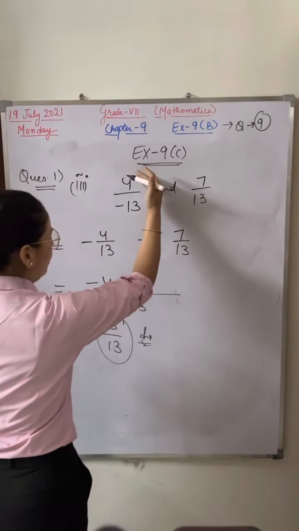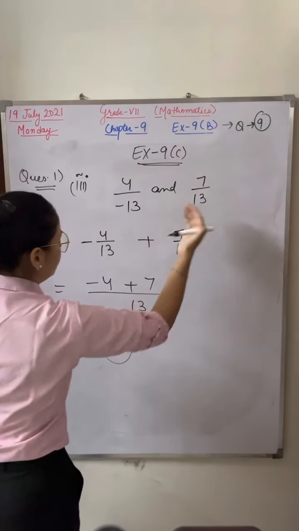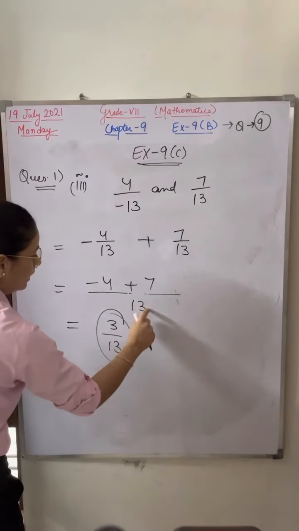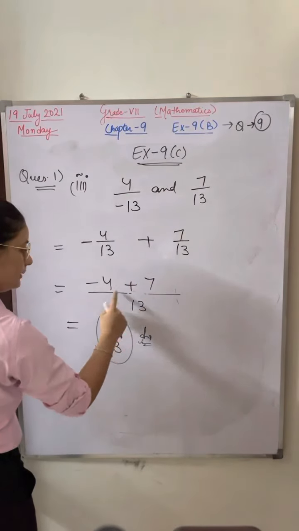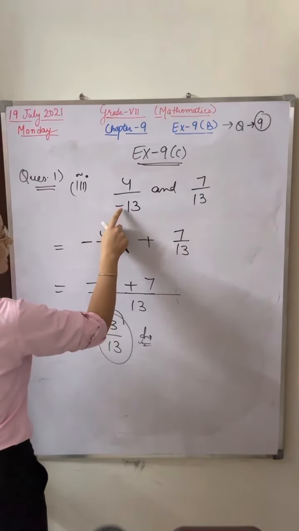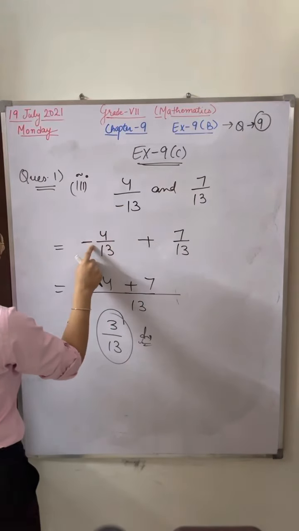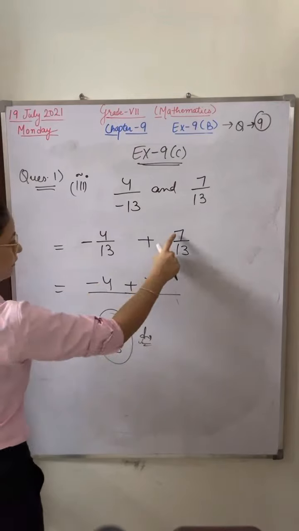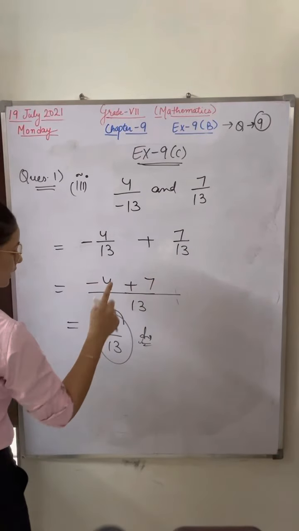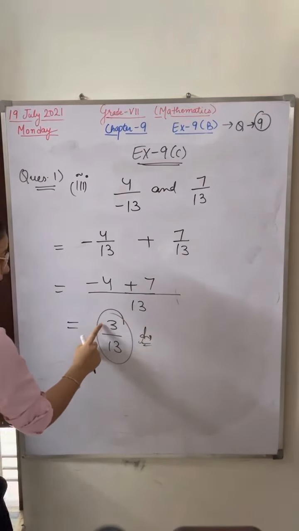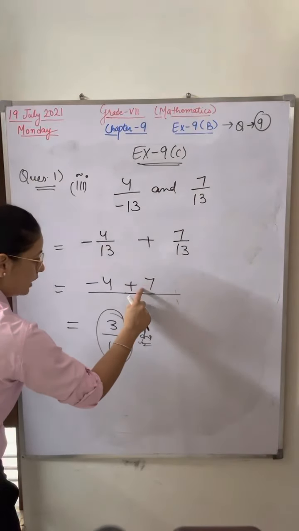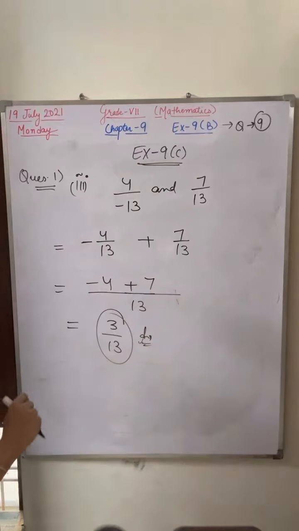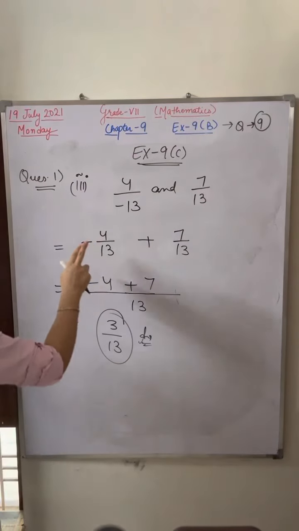The question is 4 upon minus 13, 7 upon 13. The denominator is the same, so write down the denominator one time. The LCM of 13 and 13 will be 13. If the minus sign is written here, you can write it in the center. So it will be minus 4 and plus 7. 7 minus 4 is 3 and the sign will be positive because the bigger one is positive. If the bigger one is negative, then the answer will be negative. So this is your third part.